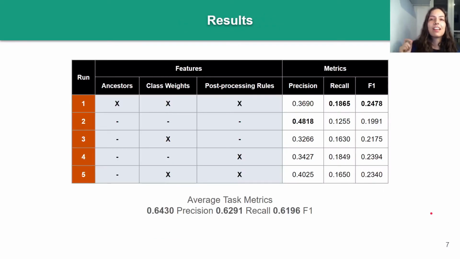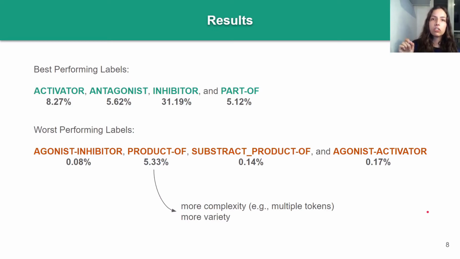However, not even this last stretch of post-processing rules could save our results. So, as you can see by our table of results, compared to the average task metrics made available by the task organizers, we were quite low in performance with our system, failing mostly in the labels that had the least training examples, as these representation percentages show. However, we also did not perform well on labels that had more training examples, but were complex or built using multiple tokens or represented more variety in the sentence formation.